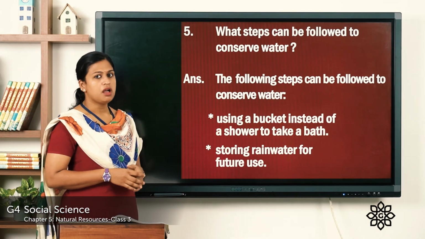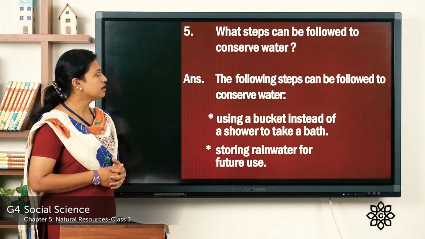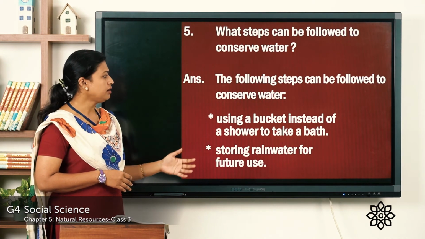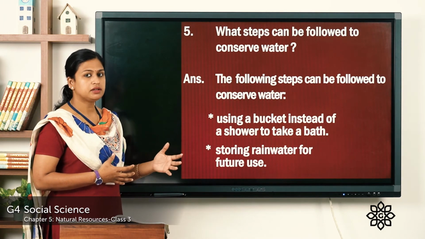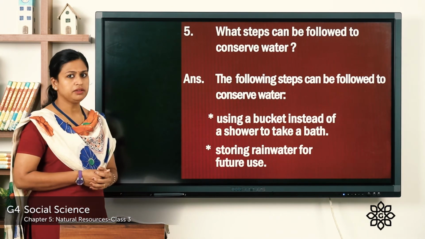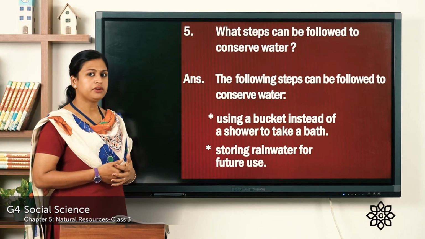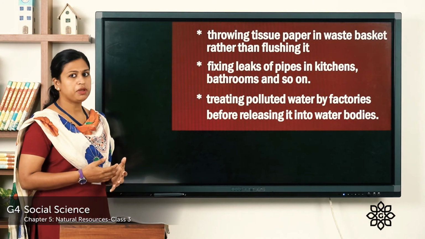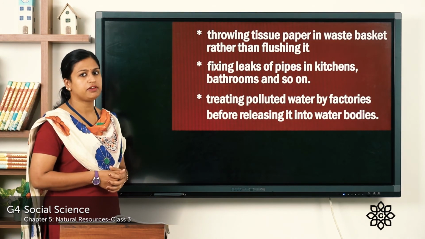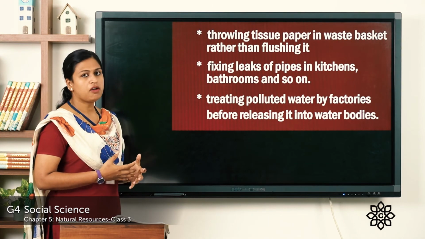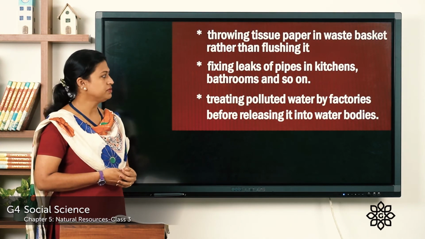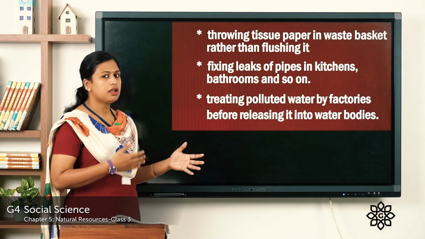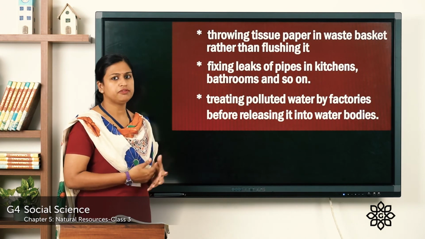Fifth one is, what steps can be followed to conserve water? The following steps to conserve water are using a bucket instead of taking shower during bath. Second one, storing rainwater for future use. Next one, throwing tissue paper in waste basket instead of flushing it. Next, fixing of leak pipes in kitchens or bathrooms. Last one is treating polluted water by factories before releasing it in the different water bodies.